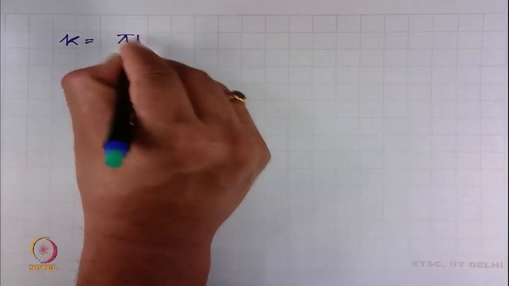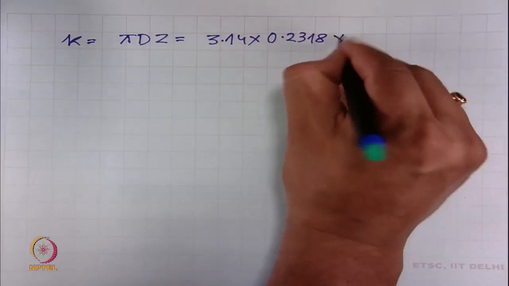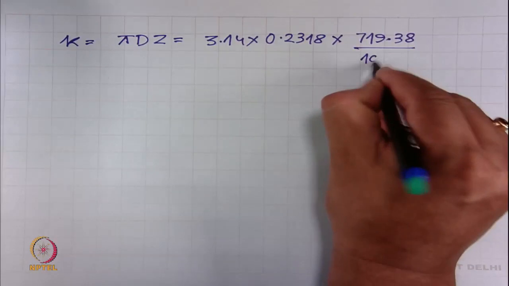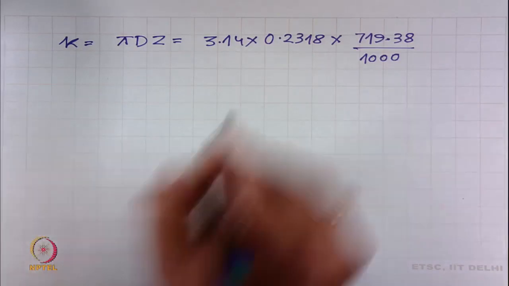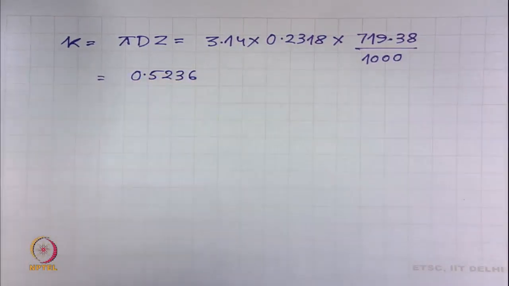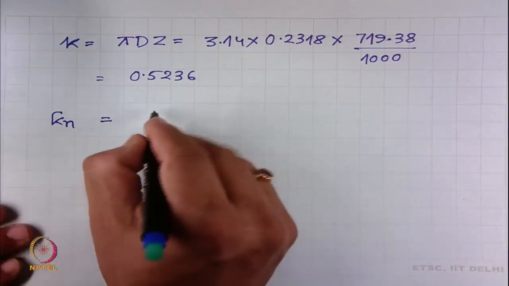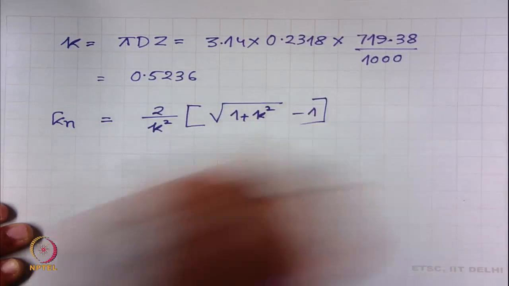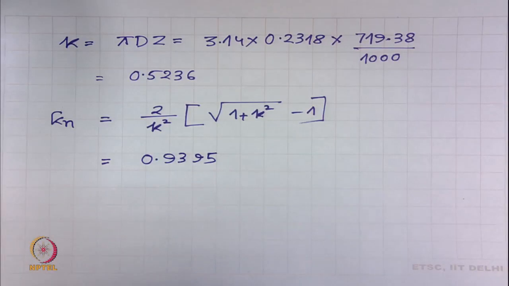So, you obtain diameter, you know twist, you will obtain twist intensity. So, kappa is pi d z, 3.14 into diameter 0.2318 millimeter into z. Z is your 719.38. This is in 1 meter, so this is in millimeter. So, you will obtain kappa, right? What will be this value? 0.5236. Then you will go back and you will find out coefficient k n is equal to 2 by kappa squared, square root 1 plus kappa squared minus 1. So, if you substitute kappa from here, you will find out the value 0.9395, right. So, in this way you obtained coefficient k n.